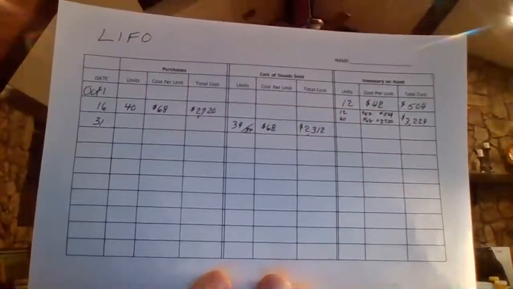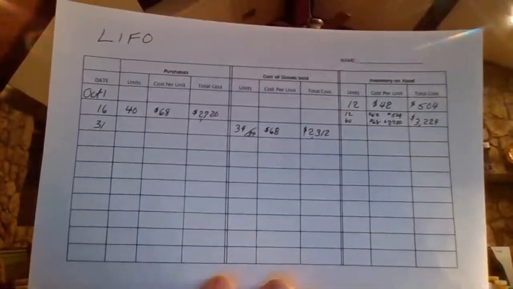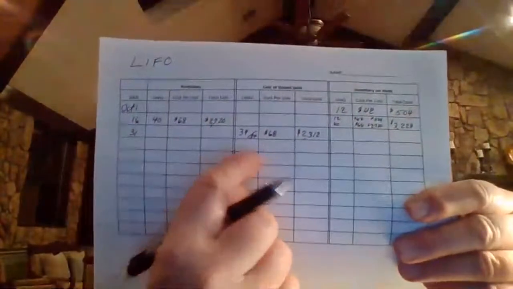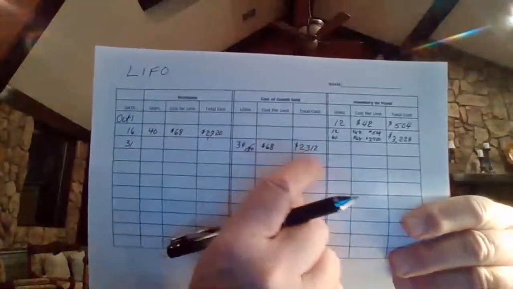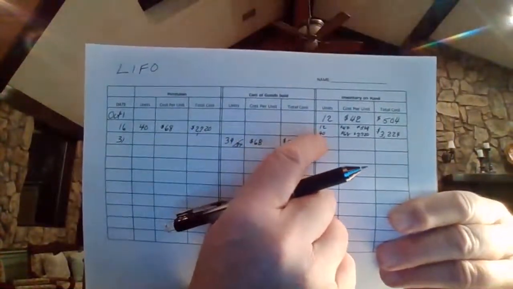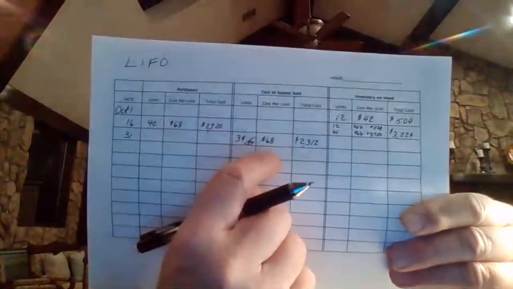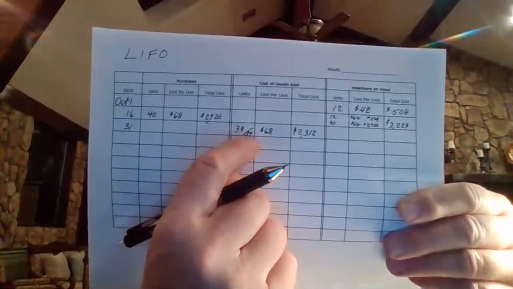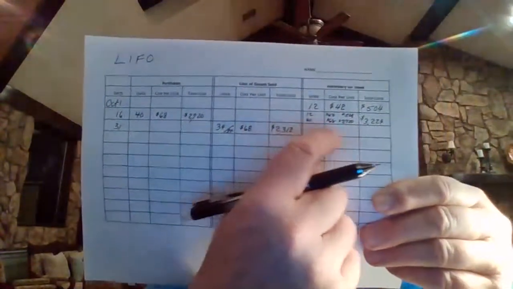So 34 at $68 a piece. That comes out to $2,312. Again, the middle section there. Now I have to update my inventory on hand. This is what I just did for the cost of goods sold. Which ones did I sell? The ones from the last purchase. The last ones I got in. I got in 40. I only sold 34 of those. So they all come out of the $68 batch.